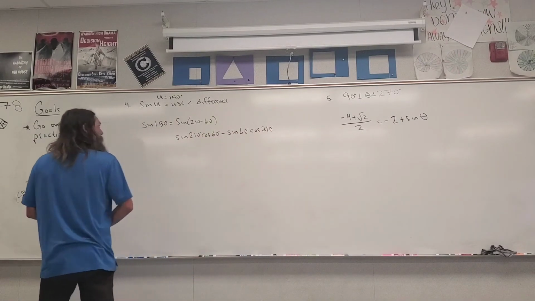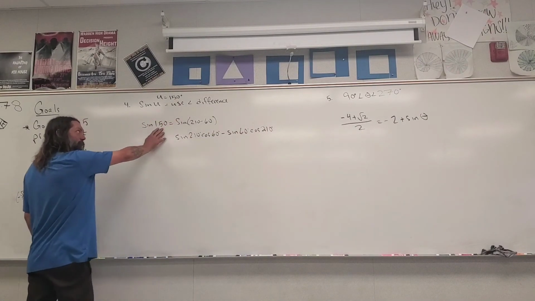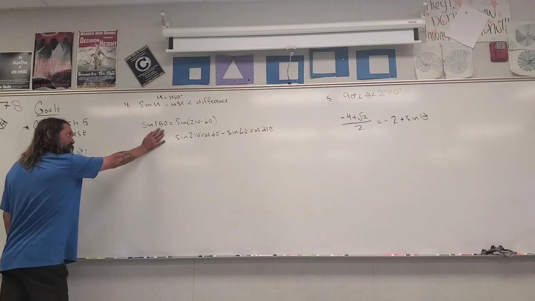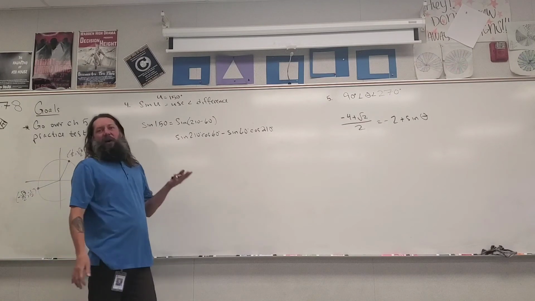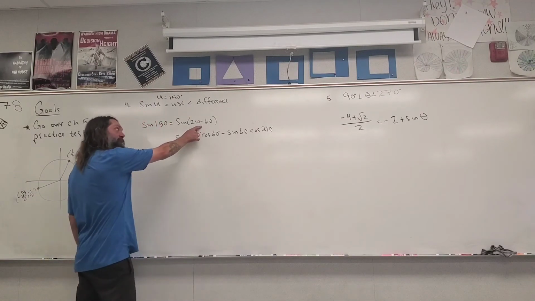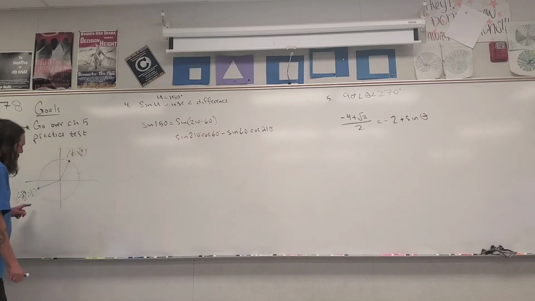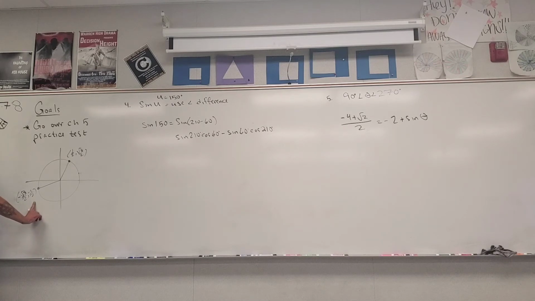So problem 4, I wanted you to use the angle difference. So you had to figure out 2 angles that subtracted to 150 degrees. There's a lot of options. I picked 210 degrees and 60 degrees. My x-coordinate at 210 is negative square root of 3 over 2. My y-coordinate is negative 1/2. For 60 degrees, my x-coordinate is 1/2, and my y-coordinate is square root of 3 over 2.